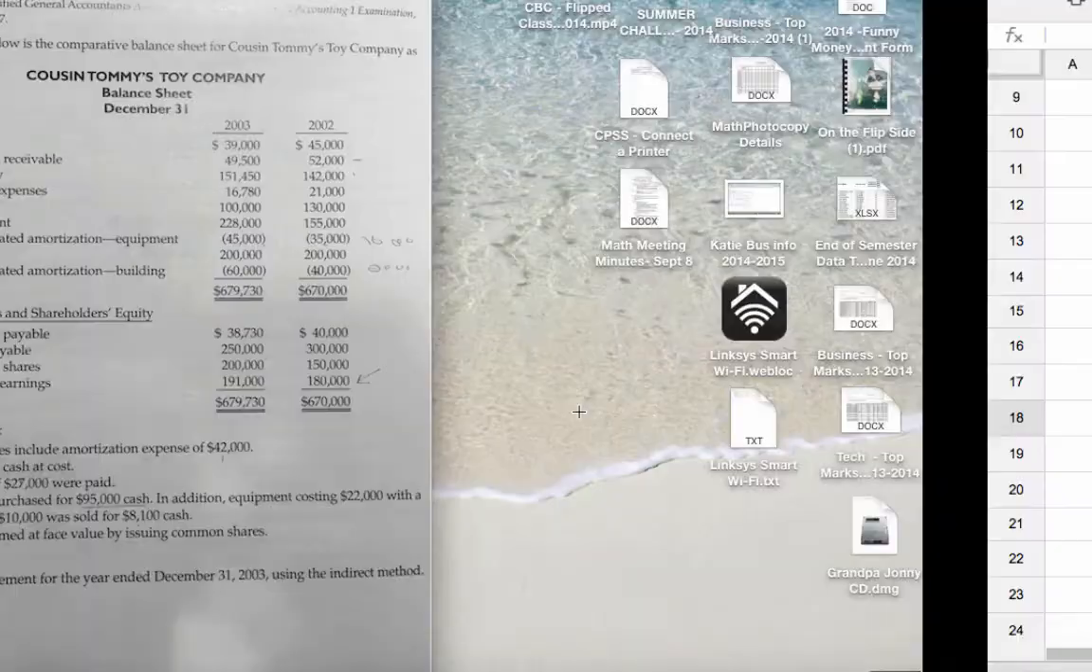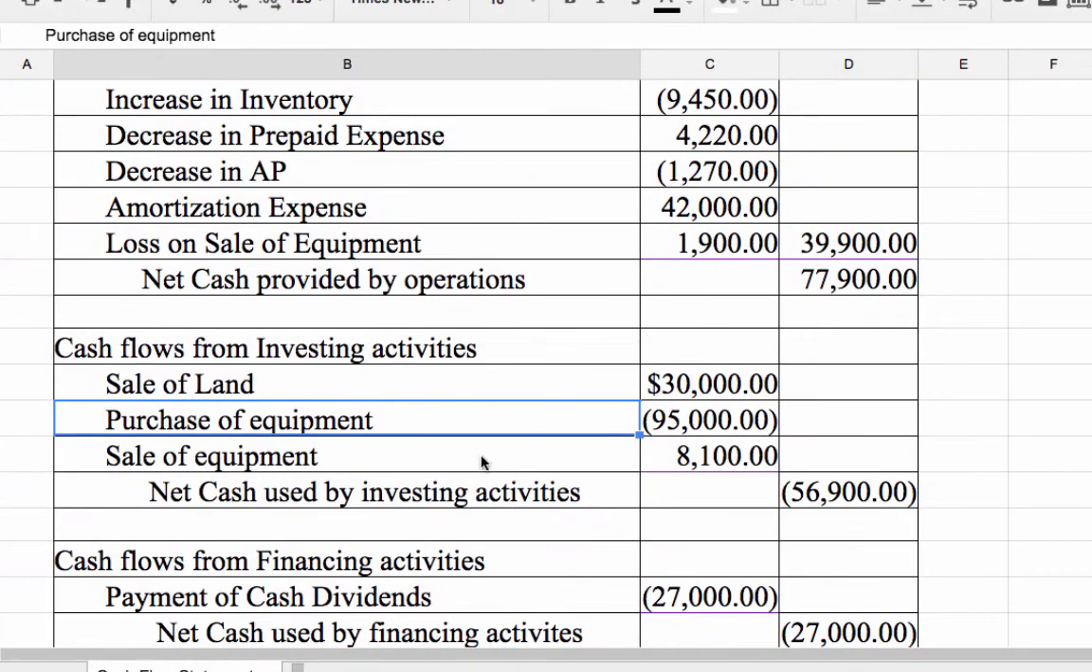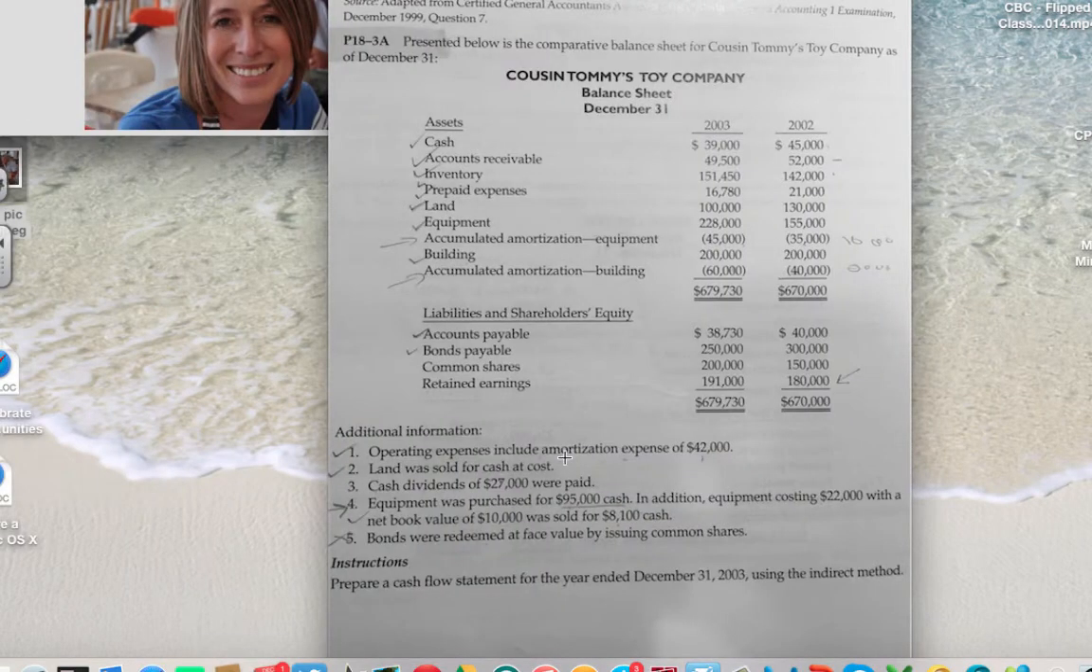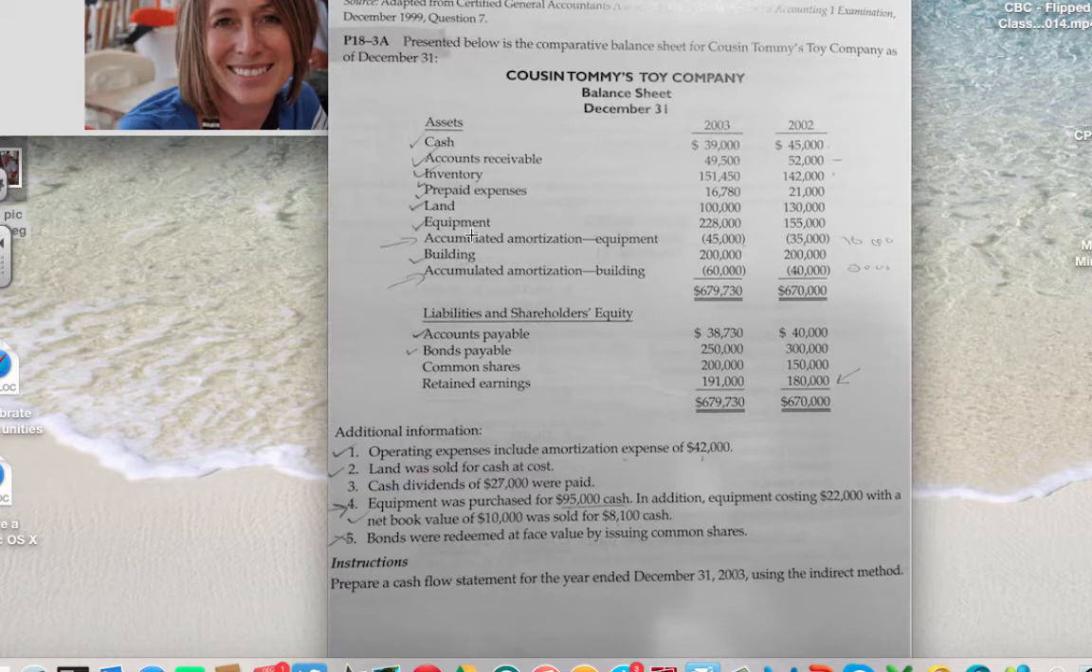Now let's look at the equipment. Equipment was purchased for $95,000 cash. Cash went out of $95,000. So there's my cash going down because it went out. And then the second piece there, it says, in addition, equipment costing $22,000 with a net book value of $10,000 was sold for $8,100 in cash. So cash came into the company, so we're adding it back. So that's all of our fixed assets and investments that changed.